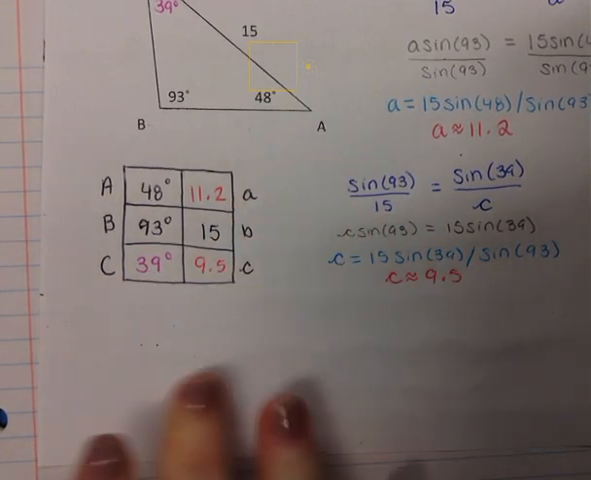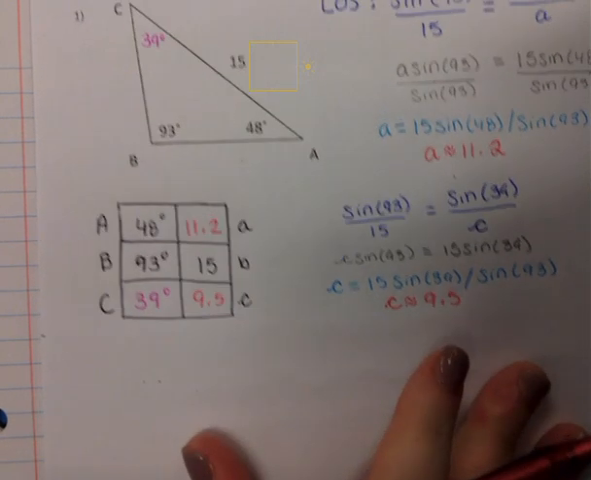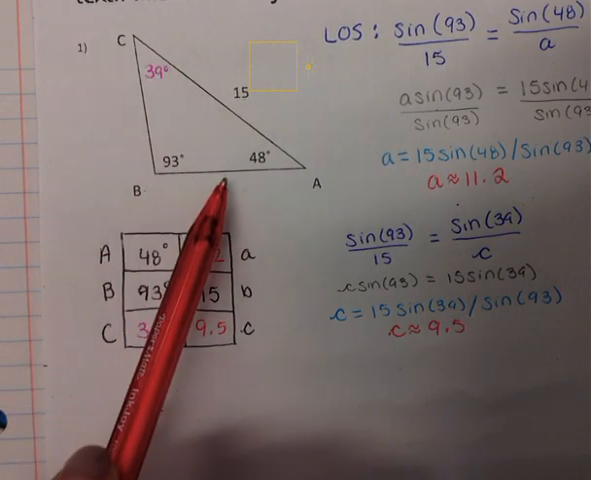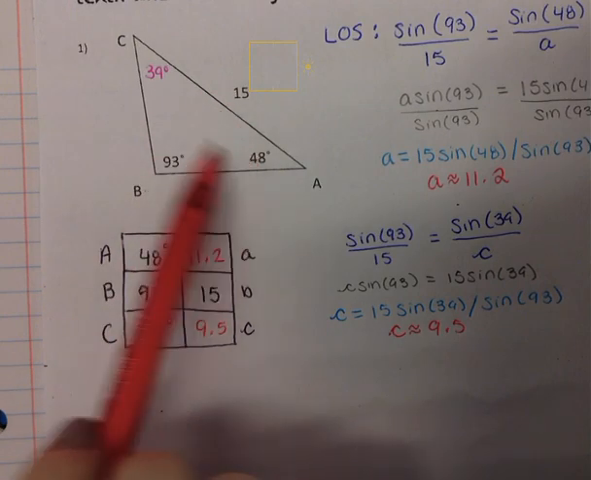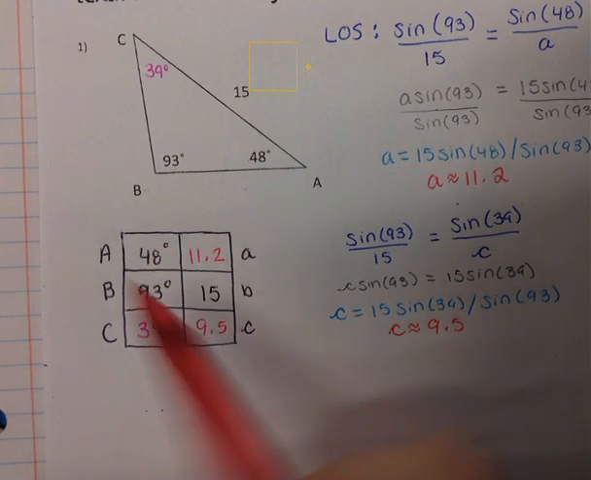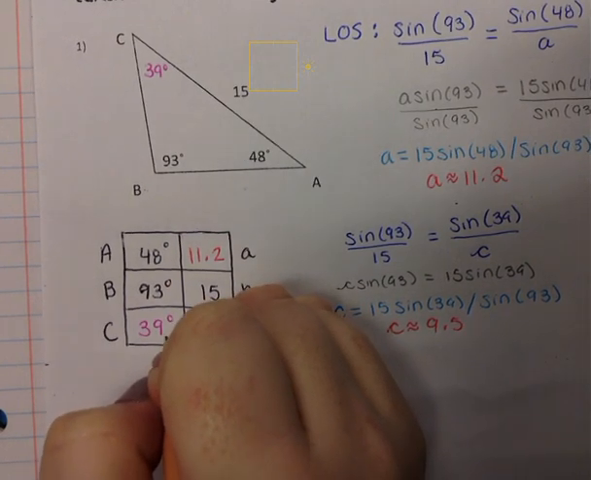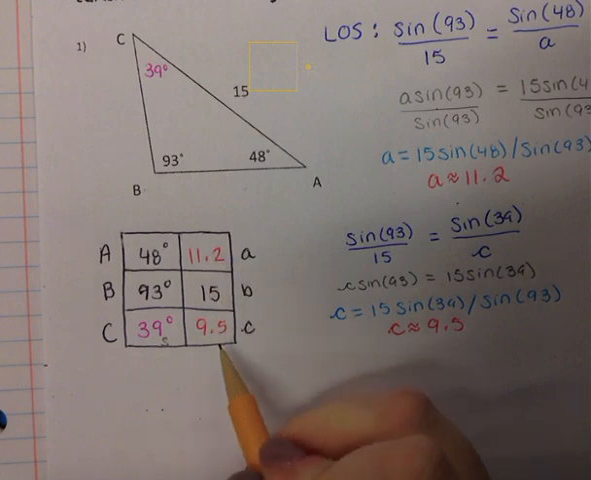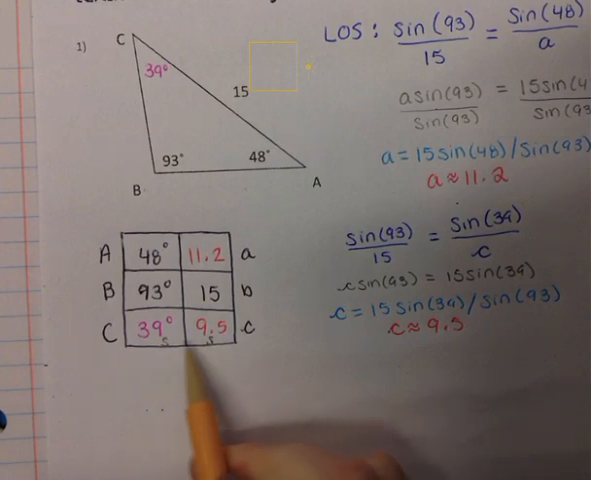Now, what is imperative that you do is to check that this actually creates a triangle. We know that the smallest angle should be across from the smallest side, the biggest angle should be across from the biggest side, and the medium angle should be across from the medium side. So if we look at our angles, our smallest angle is 39 degrees. This is your smallest angle. If we look at our sides, little c is our smallest side. So far we're good. Small and small are together.